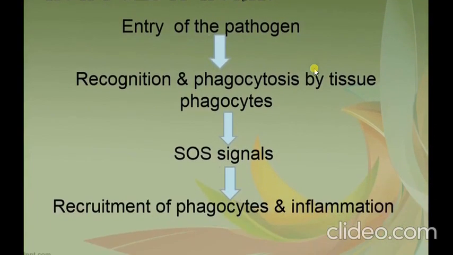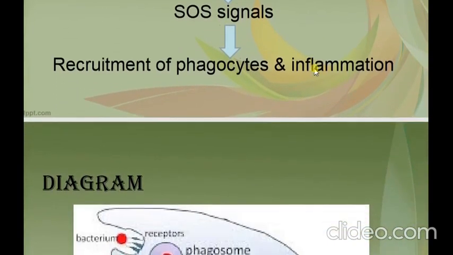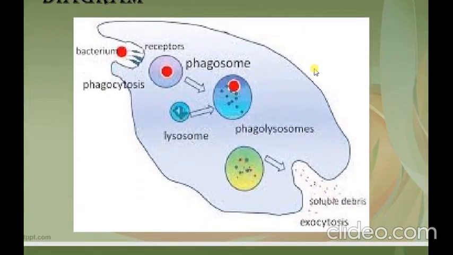How does it work? First of all, entry of the pathogen into the cell, as we have seen, then recognition and phagocytosis by tissue phagocytes, as well as signals being generated, and recruitment of phagocytes and inflammation occurs. As we can see in this diagram, the bacterium is taken up by the cells, and then what happens? First, a pseudopod is formed, and the receptor binds a particular form of bacteria. Then a phagosome is formed. Then the lysosome binds to the phagosome and forms a phagolysosome. And then with the help of enzymes, the whole bacterium is broken up, and then exocytosis occurs.